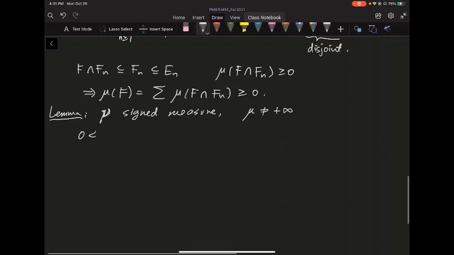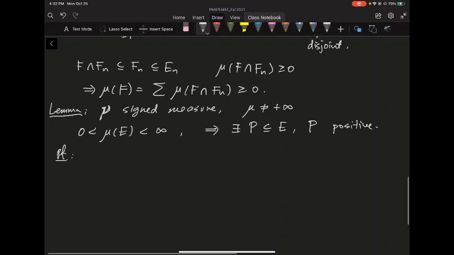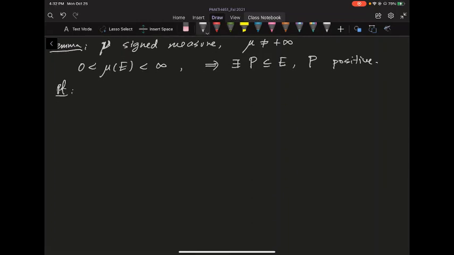Now let's suppose I have some set E which has a strictly positive measure. The claim is that E itself may not be a positive set, because it may contain some negative measured subsets, but it actually contains a positive set. So there exists a P contained in E where P is positive. This is my claim. The proof is rather technical, so let's try to go over this. First of all, if E is positive itself, then there's nothing to prove, so this is done.